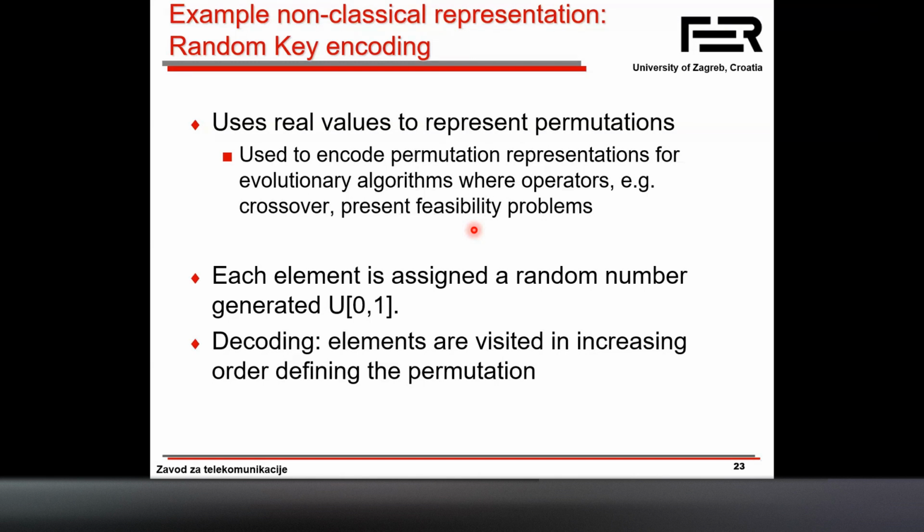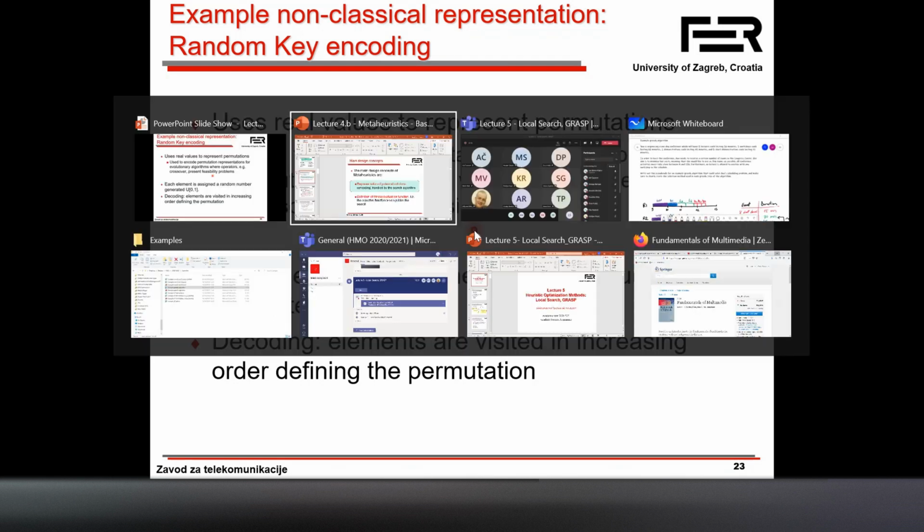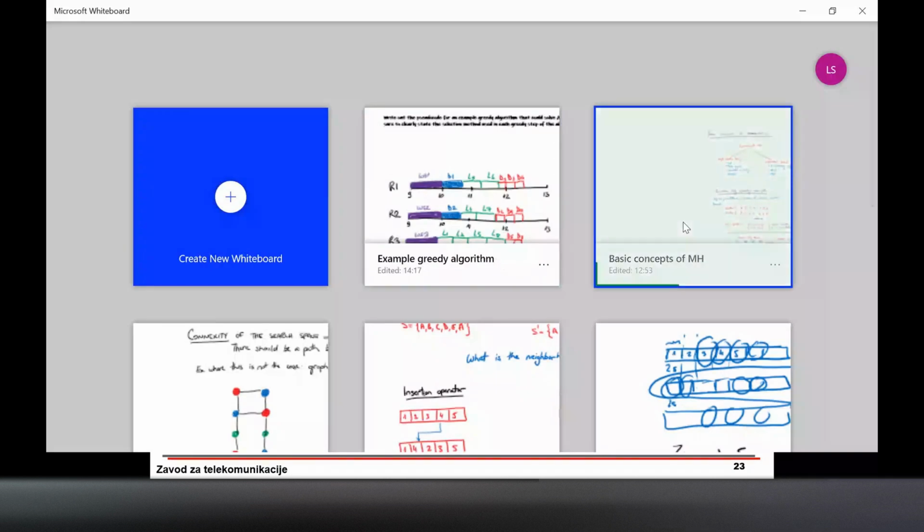One more example I wanted to give, of a non-classical representation often used in evolutionary algorithms, actually uses real values to represent permutations. So what's the problem here? When we encode these permutation representations, for example, when we're using evolutionary algorithms where we have some kind of crossover, then we have this problem of feasibility. In that case, let me just go back to this whiteboard for a second. I think I had it over here.